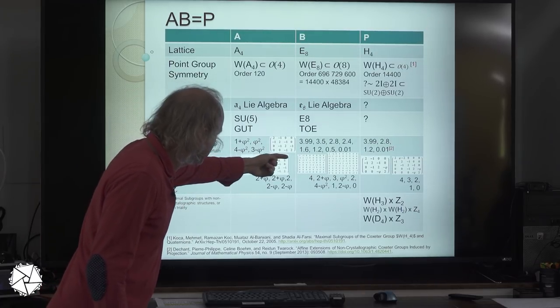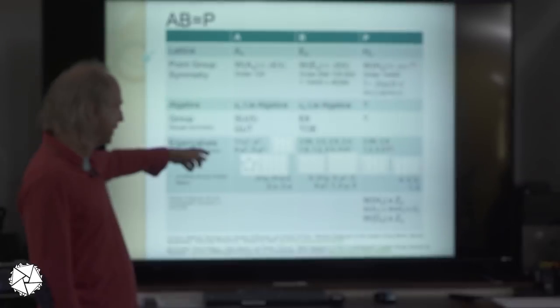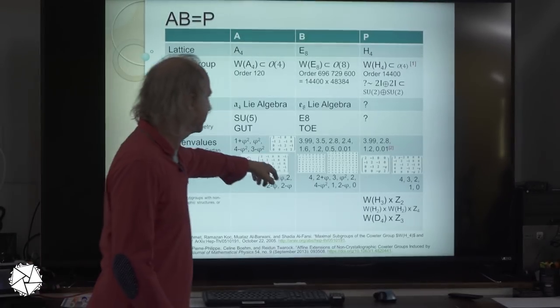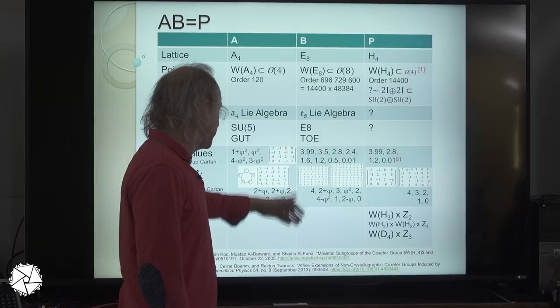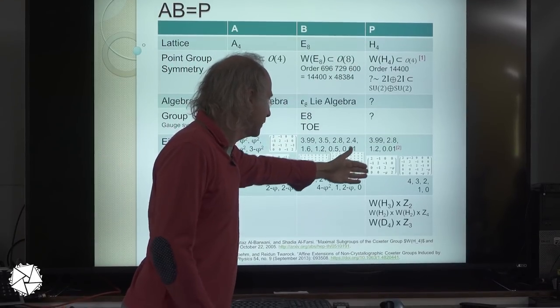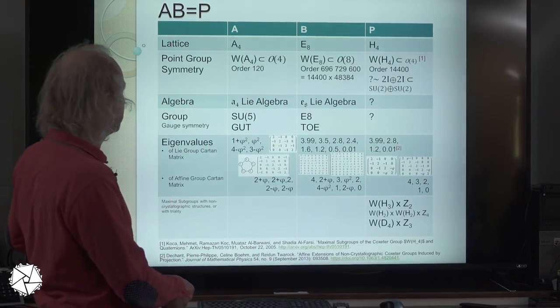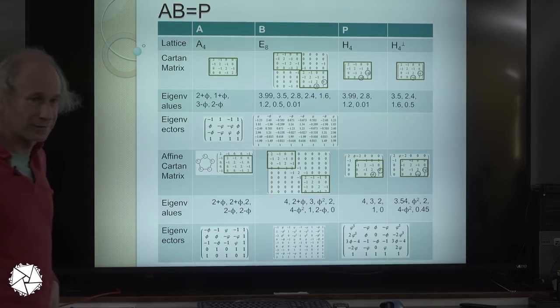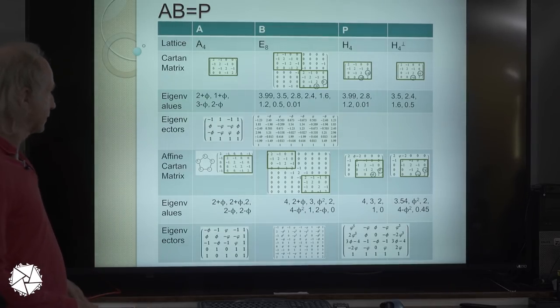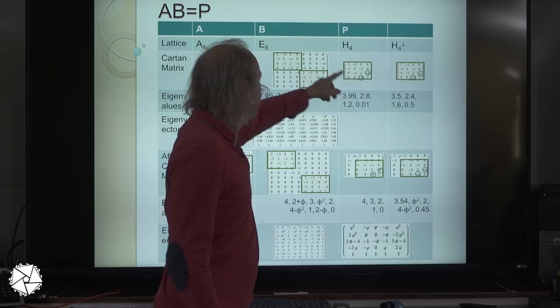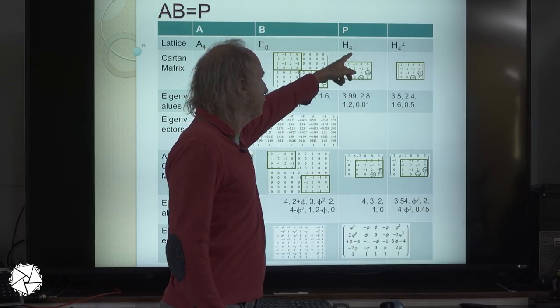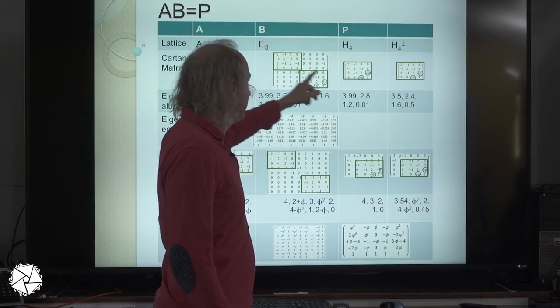In fact, you just add this. But on the next slide, I will detail more this eigenvalue. So here you have E8, and here H4. And then you have your Coxeter-Dynkin folding, non-crystallographic folding here, matrix. Here, yes. The folding between E8 and H4, and in fact the H4 perpendicular is there.